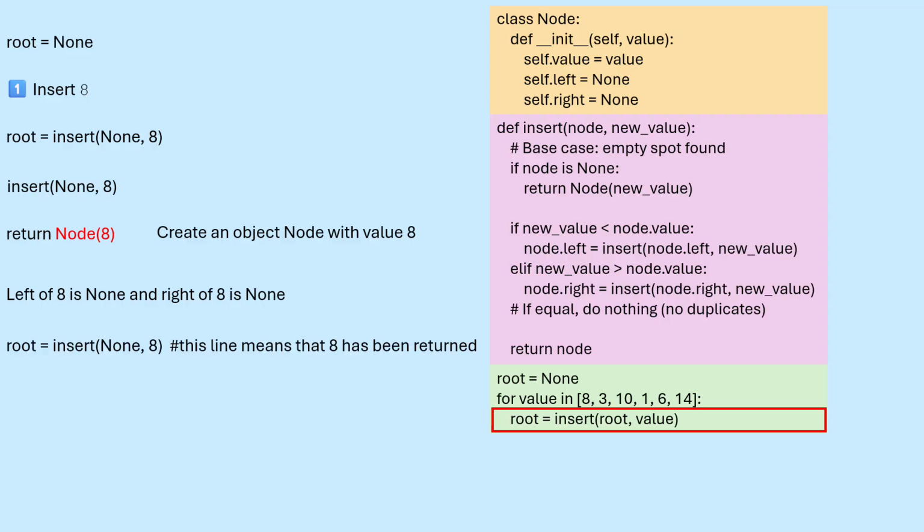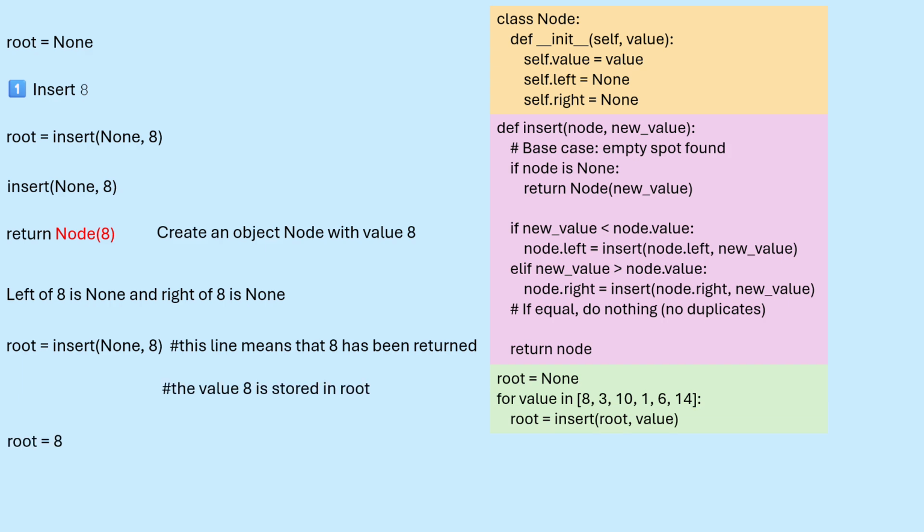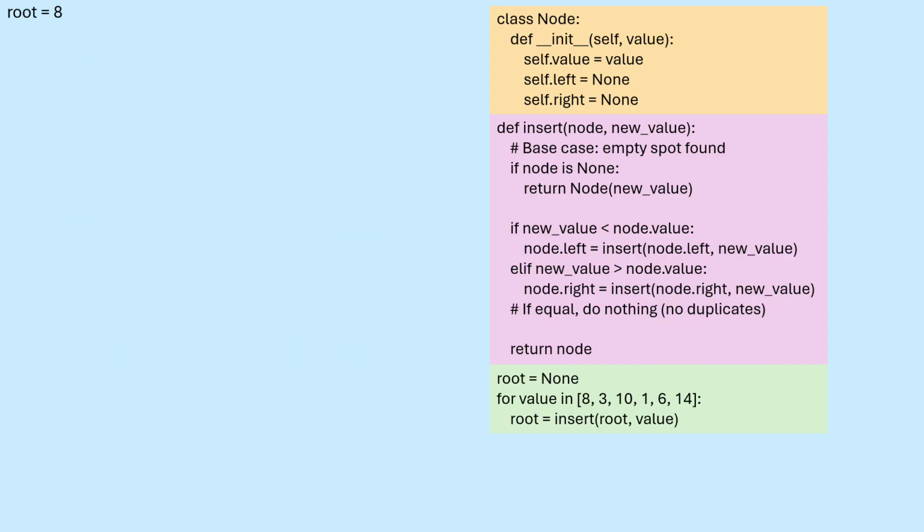Now, this part is going to actually return 8. So the root is going to be 8. So once we finish the first node, which is 8, we now need to repeat. The next number we're inserting is the number 3. Well, when we insert the number 3, the root is 8. So we're going to have insert 8, 3.